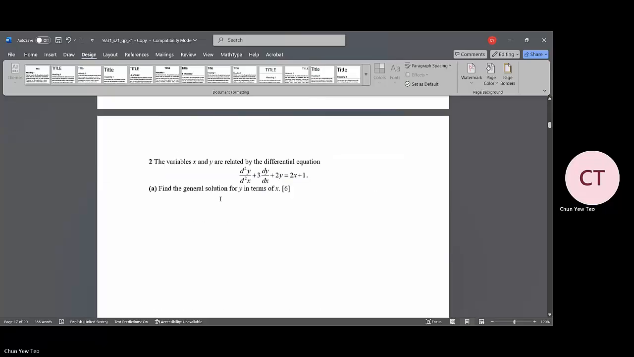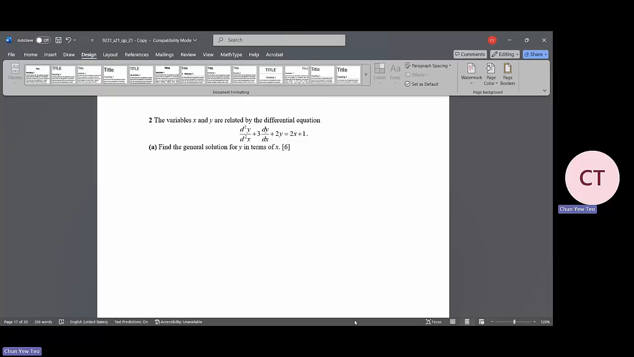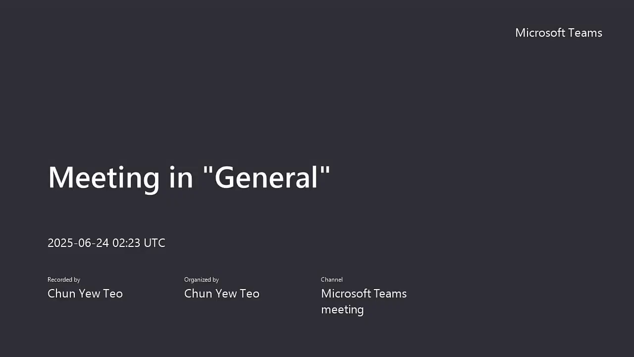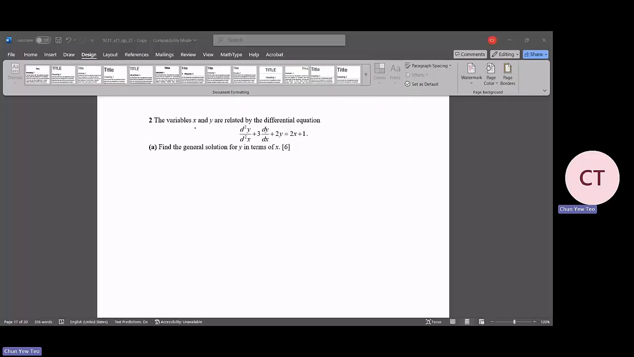Move on. We have question number 2. The differential equation over here. The variables x and y are related by the differential equation following here. Find the general solution for y in terms of x. They want y in terms of x.